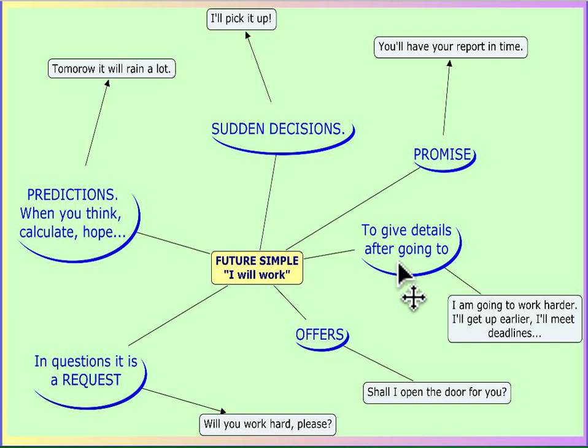Well, to give details after going to. Sometimes first you express your intention, but then when you go on, you don't repeat and repeat going to. I'm going to work harder. I'm going to get up earlier. I'm going... It doesn't really sound very nice. It's better to say I'm going to work harder. Okay, that's my intention. But then the details about working harder, you can use future with will. I'll get up earlier. I'll meet deadlines, etc.